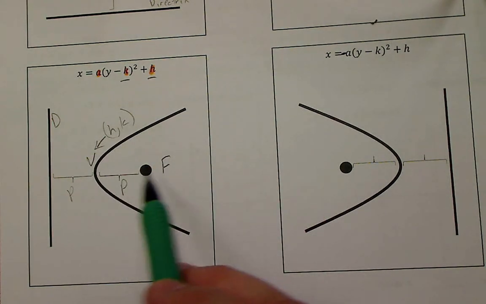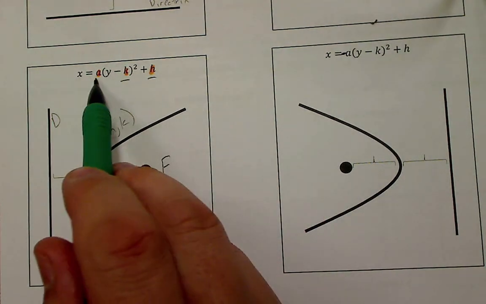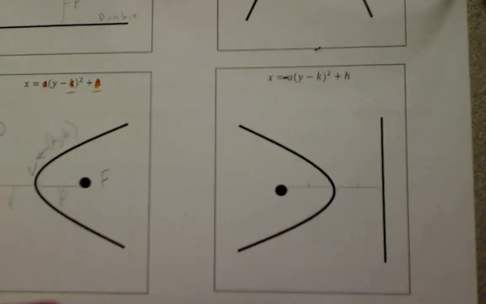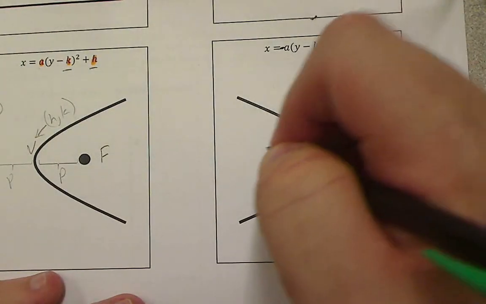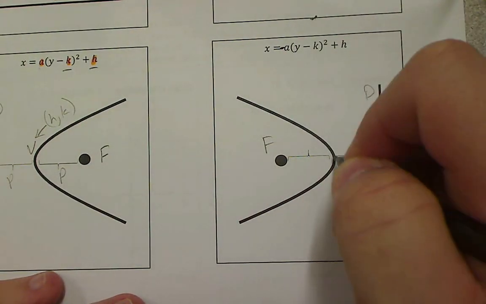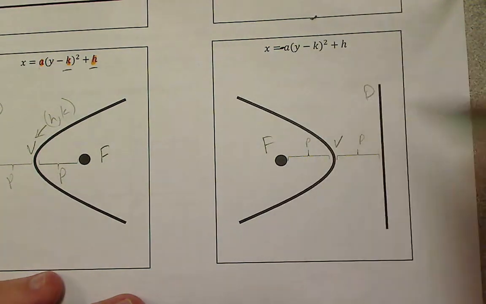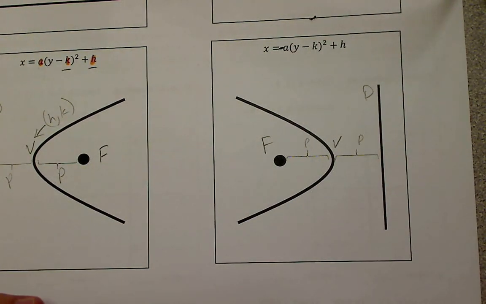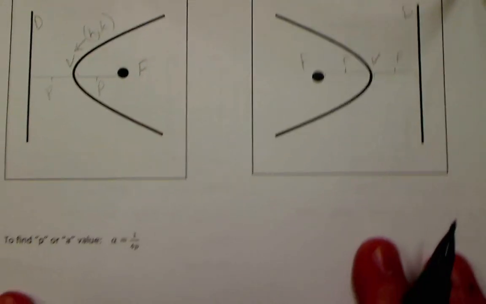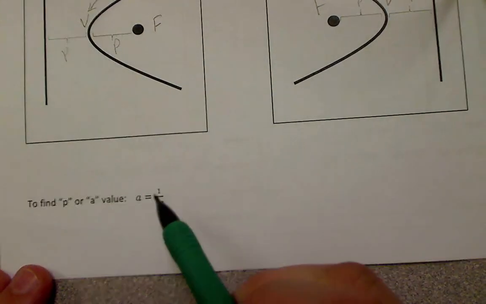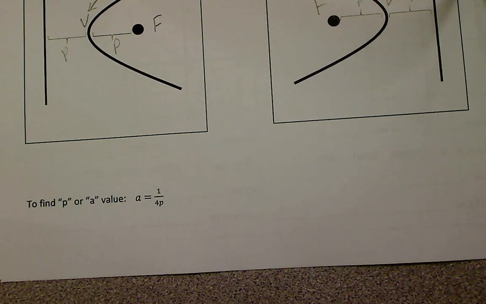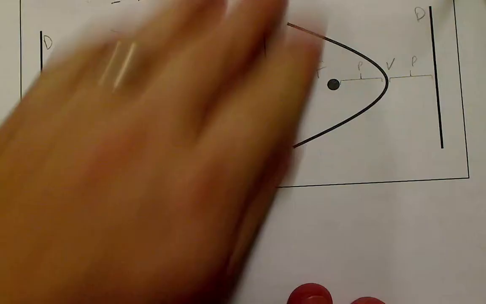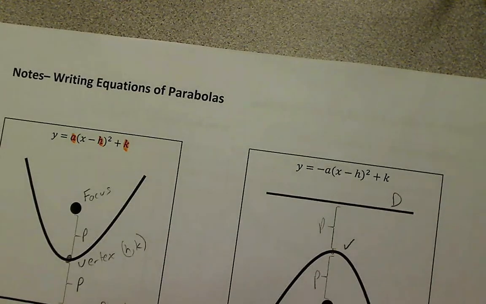Again, focus, directrix. If it's opening to the right, your A is positive. And if the graph is opening to the left, your focus, directrix, and vertex point, then your A is going to be negative. So keep that in mind. And the last thing is to find our A value. We're going to use this formula, 1 over 4P again. Hopefully you know how to use it at this point. If not, obviously we'll go over it again.